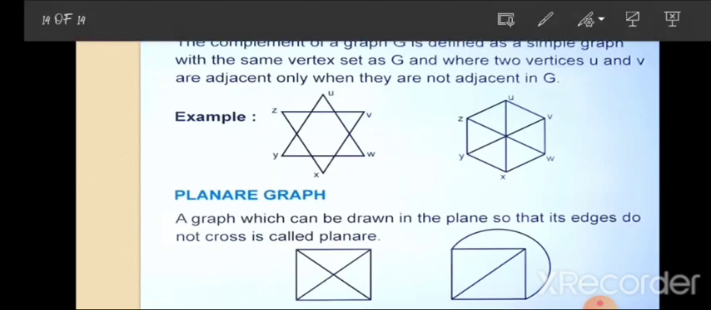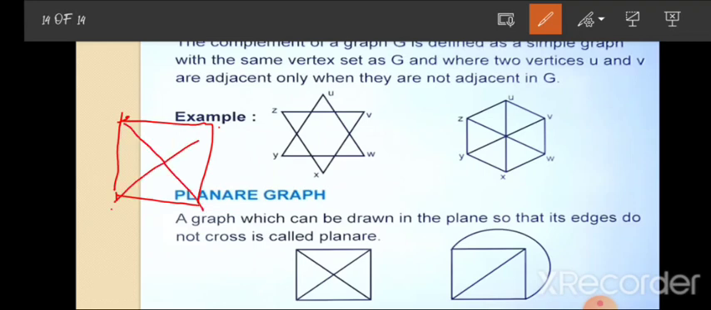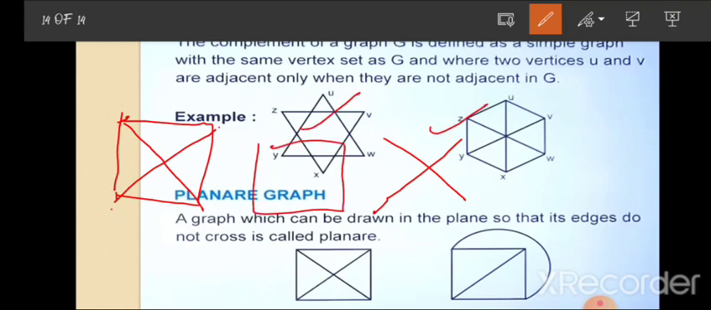Another example is if we take this rectangle, these are the vertices. Now if we remove these edges and connect those vertices which are not connected, that is this and this, so the graph which we get will be this and this. So this is the complement of this graph.